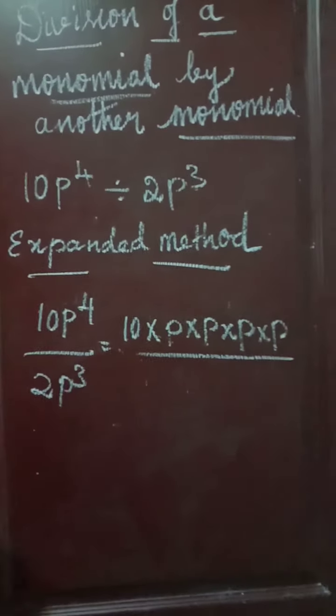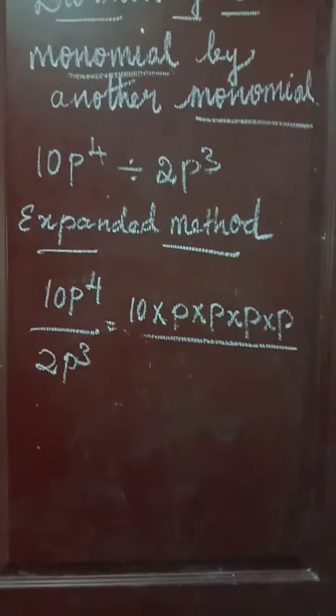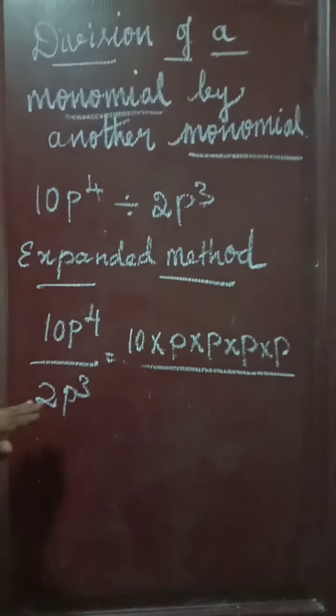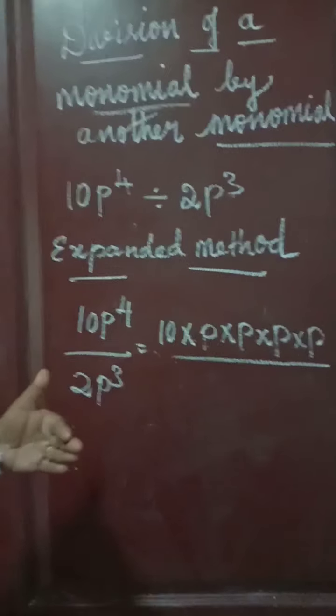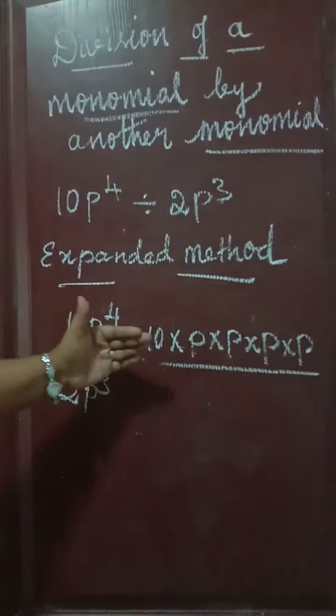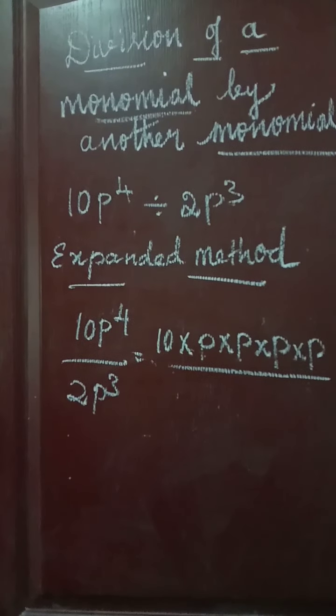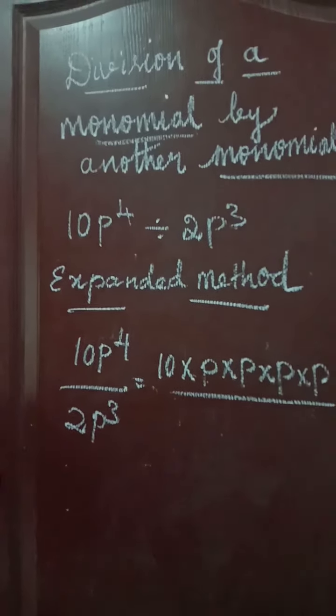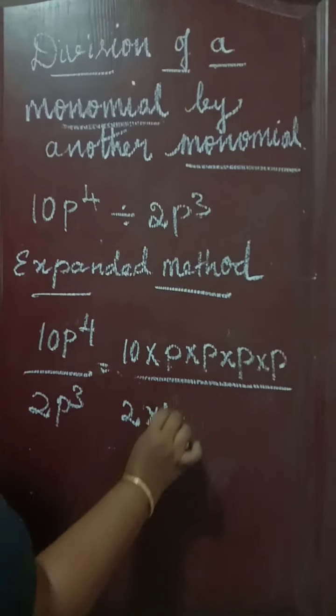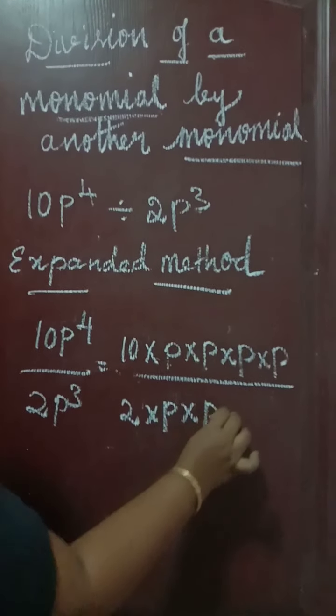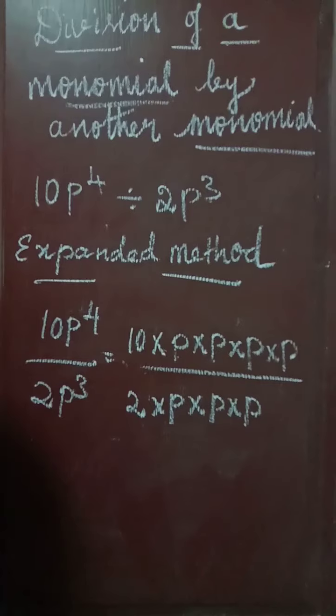Next, 2p cube. What is the meaning of 2p cube? 2 multiplied with p cube. What is the meaning of p cube? P is multiplied 3 times. So 2 into p cube means 2 into p into p into p.